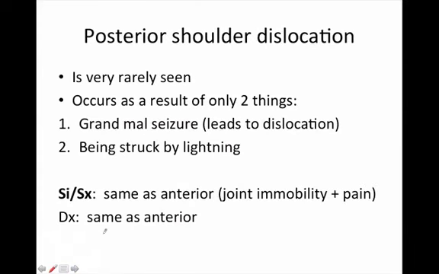Posterior shoulder dislocations happen in two situations. A patient has had a grand mal seizure, or a patient has been struck by lightning. Those are the only two scenarios where you're going to see posterior shoulder dislocation. Signs and symptoms are the same as the anterior dislocation: immobility and pain. Diagnosis, again, we do an x-ray.